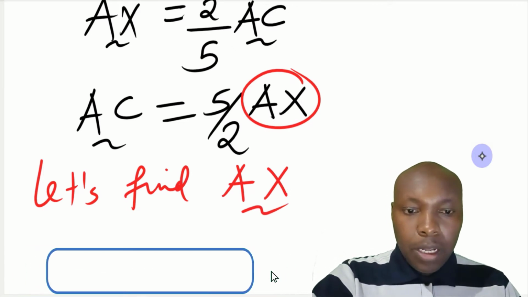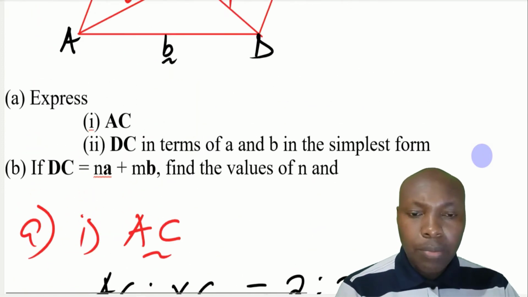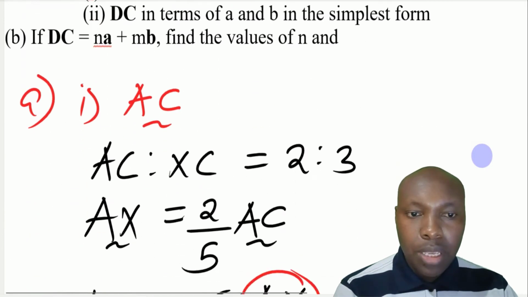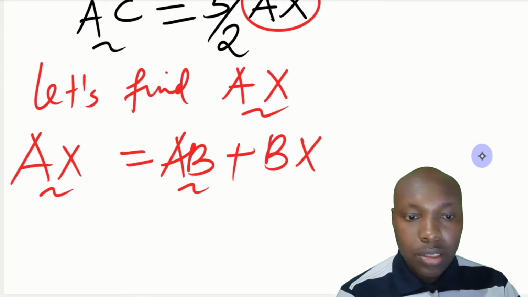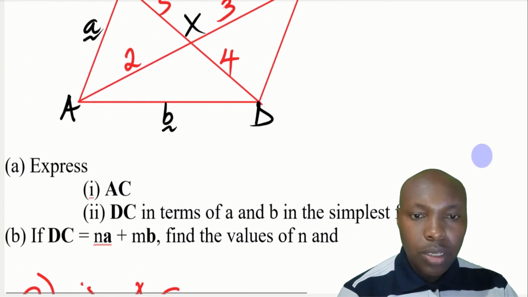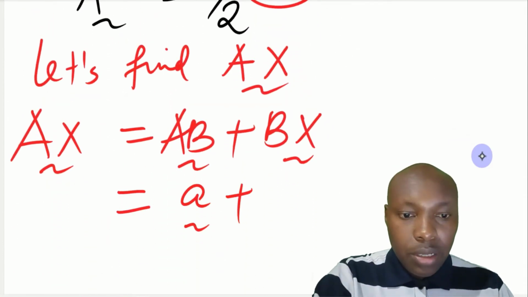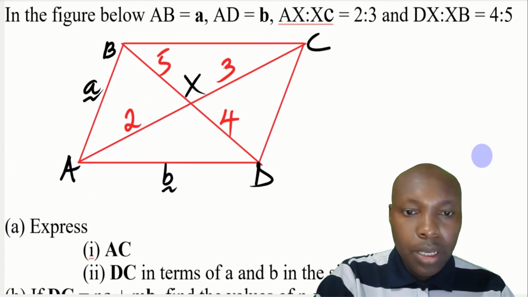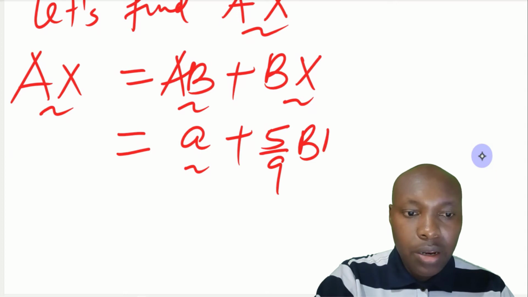So let's find AX. Let's go to the diagram. For AX, we shall use the route AB plus BX, that is the direction we're going to follow. AB is given as a. Then BX, we need to find BX. BX is 5/9 BD, using that ratio.